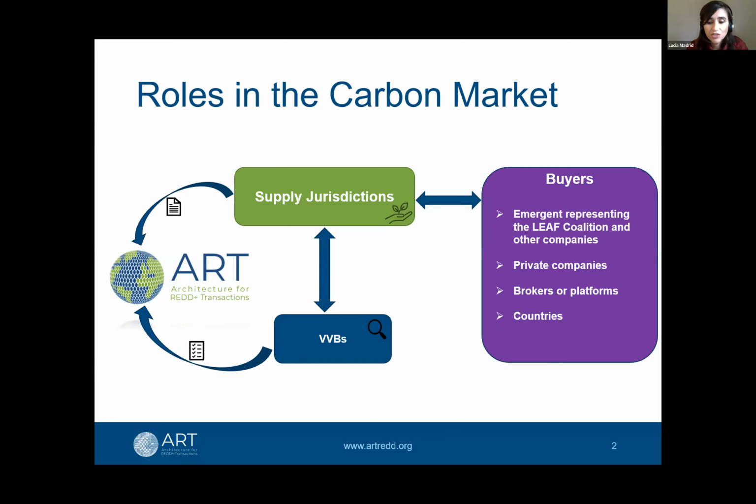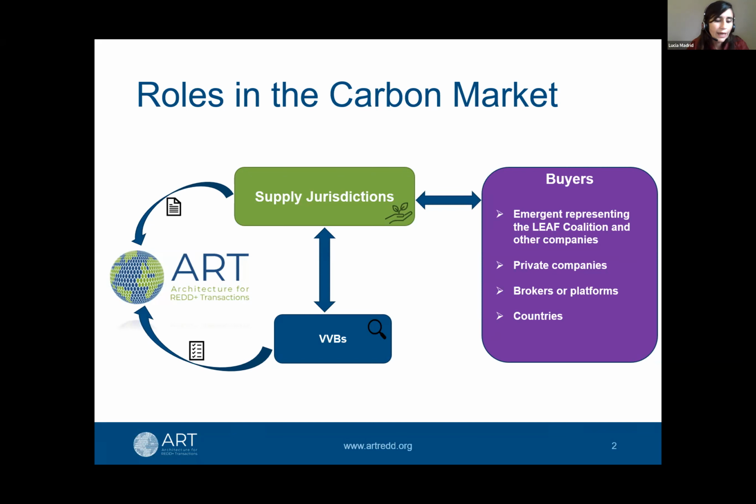The validation and verification report is reviewed by the board, and once it is approved, ART issues carbon credits to the participant that are tracked in ART's registry. Once issued, the credits can be transferred to other entities that want to acquire them, and they can also be retired or canceled, which means that those credits will no longer be available to be transferred or used by any entity.